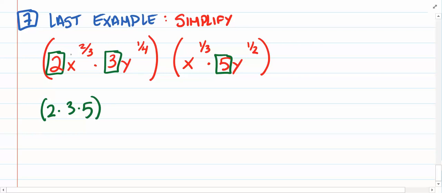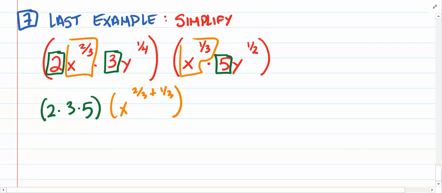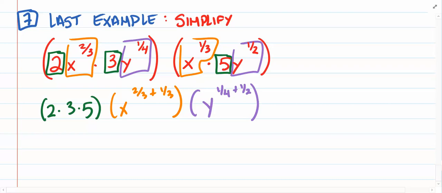Then I'm going to group all of my x variables together. I want to pick a different color for you. Orange here. So I have my x variables here and an x variable there. So this is going to be x to the 2/3 plus 1/3. I can take advantage of that rule that we just learned. And then in purple, I've got y to the 1/4 and y to the 1/2. So multiply this by y to the 1/4 plus 1/2. And then we're going to simplify all back together.